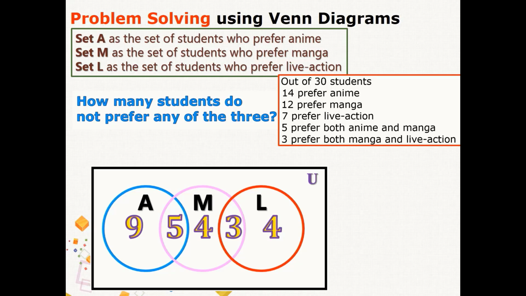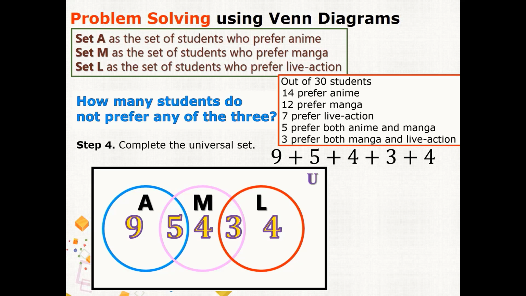Step 4 is to complete our universal set. We have again 30 students. But the total of all numbers inside is 25. So we need to place 5 outside the circular figures but inside the rectangular figure. The rectangular figure pertains to the universal set.